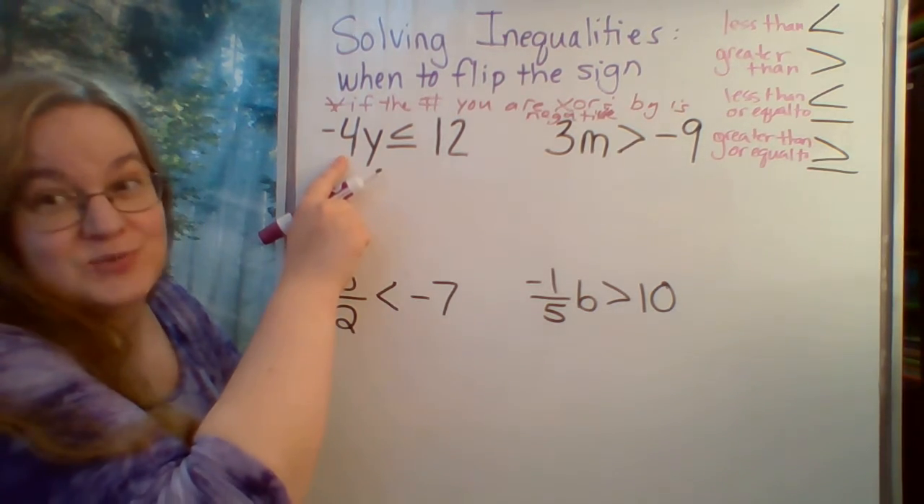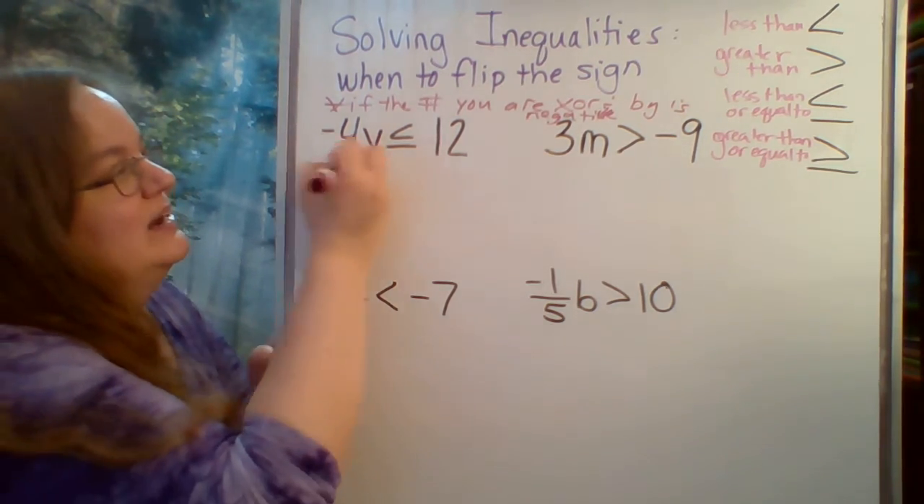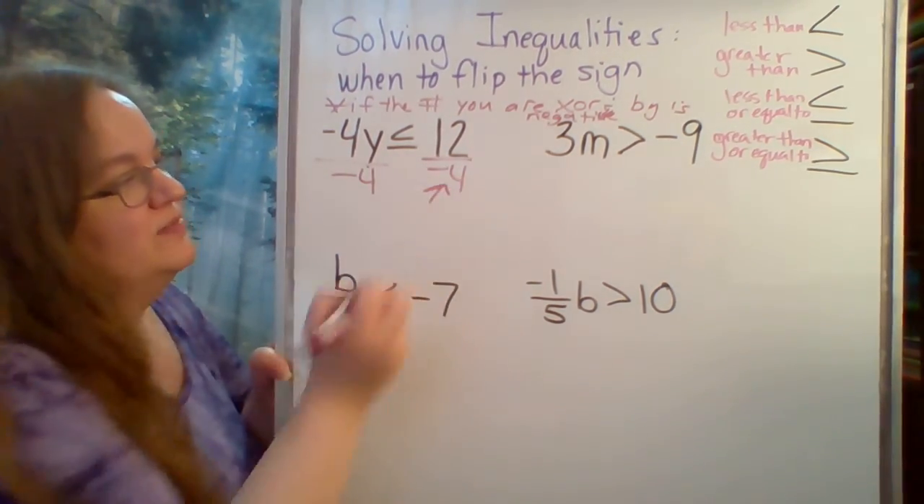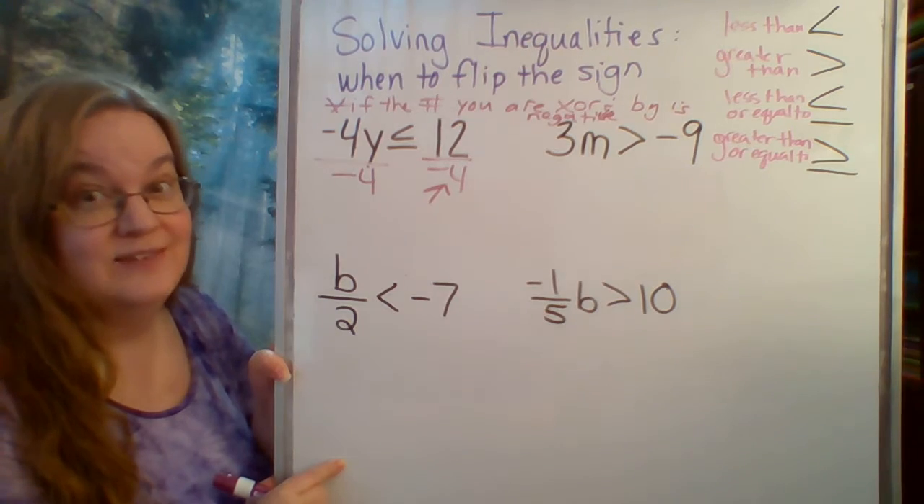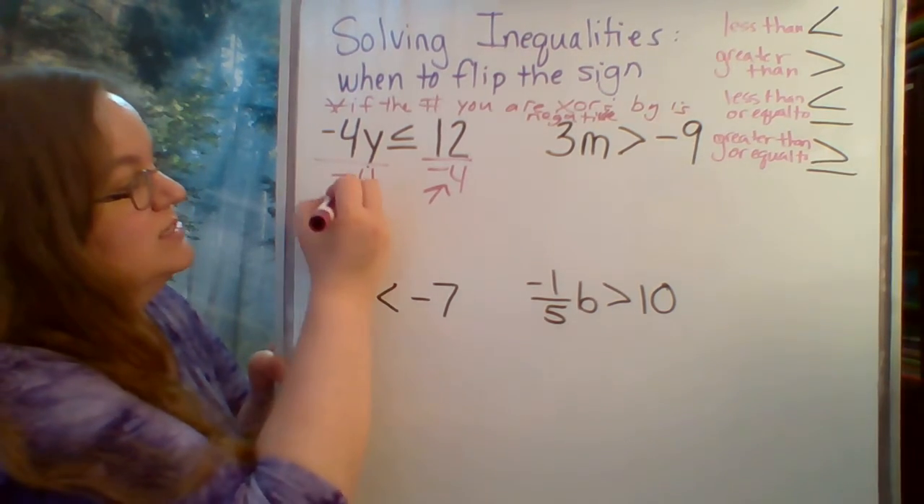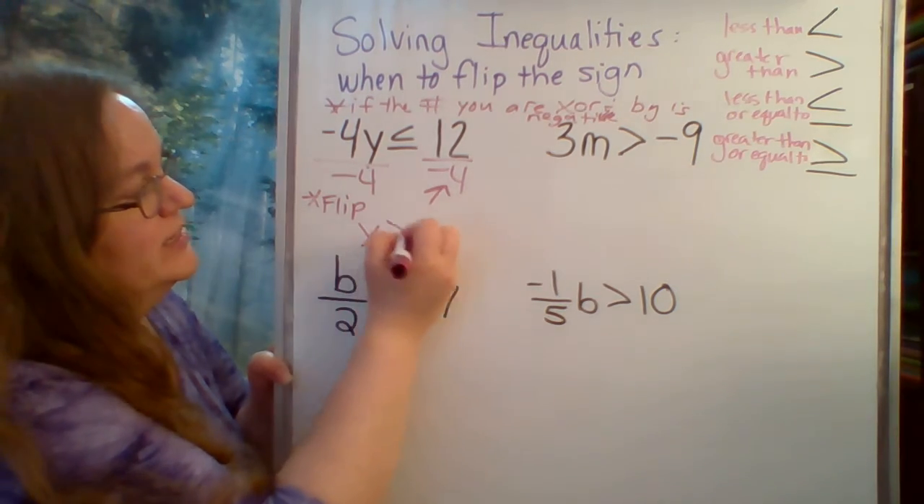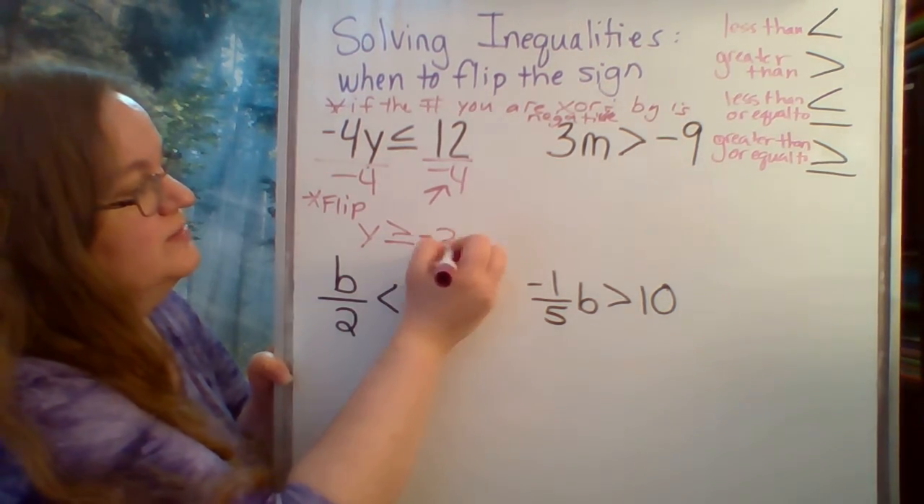In order to solve this one-step inequality, I have to divide by -4. Well, the number I'm dividing by is a negative number. So in this case, I flip. So y is greater than or equal to -3.